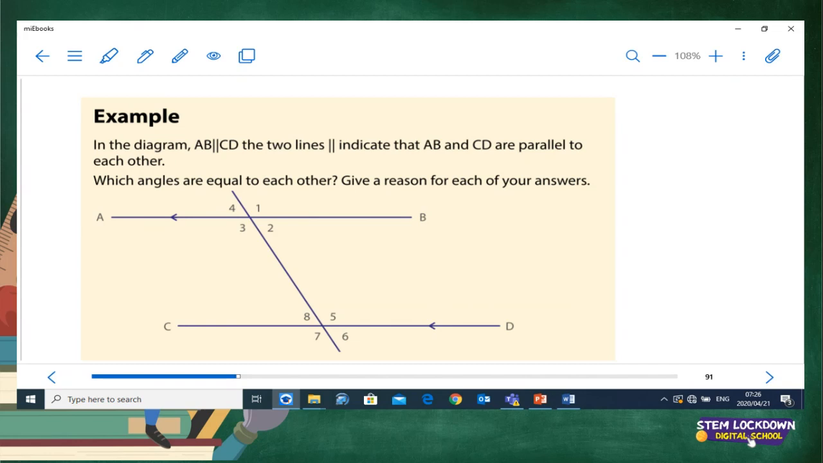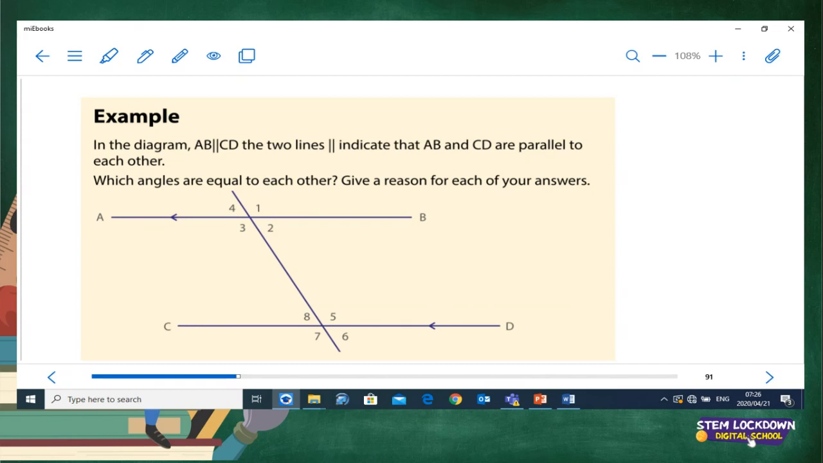So those are vertically opposite angles, but at the same time, you also have the corresponding angles. If you look at angle 4 and angle 8, they form what we call an F shape. And they too are equal. So they are called corresponding angles. 8 and 4 are corresponding angles. If you look at 1 and 5, those two are also corresponding angles. If you look at 2 and 6, they too are corresponding angles. And of course, 3 and 7, they are corresponding angles.